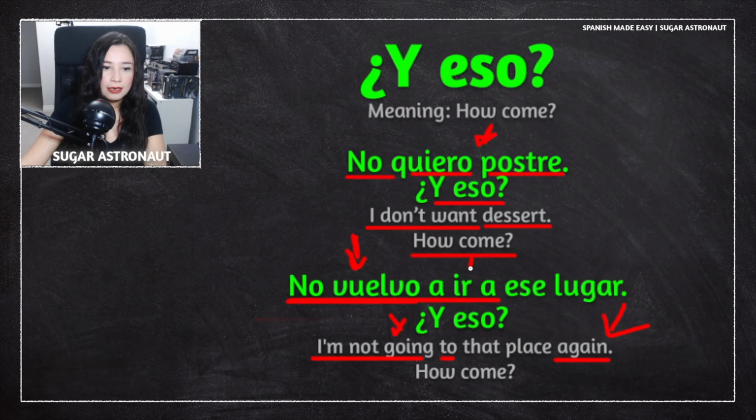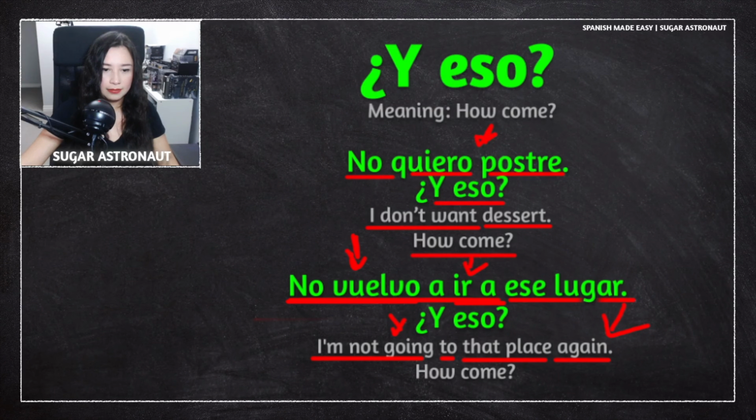Okay, ir is a verb and it means to go. So no vuelvo a, it's like saying I'm not doing something again. In this situation, ir, going. Ir a is a common phrase when you want to say ir a la tienda, for example, to go to the store. Ir a ese lugar. Ese lugar means that place.